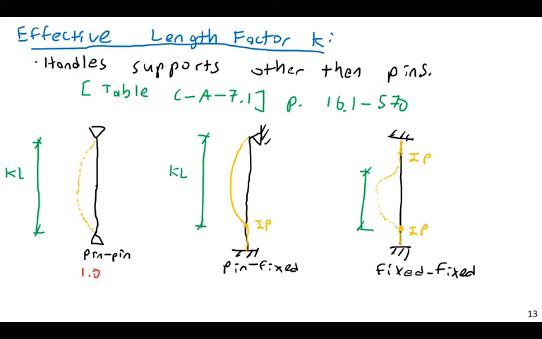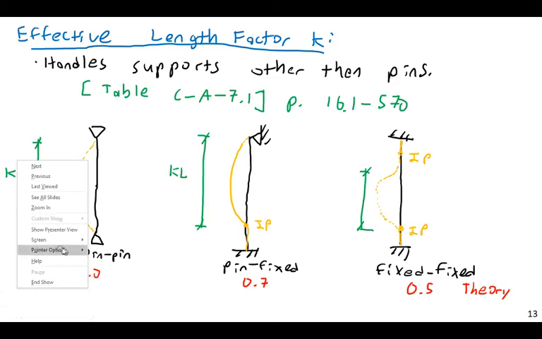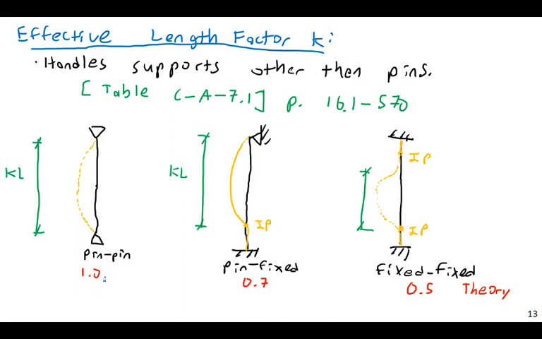First, in red, I'm going to write the theoretical values, the values derived from just mechanics of materials and beam theory, et cetera. 0.5. These are the theoretical values. But the AISC is going to be a little bit more conservative than that, so they're going to give you certain code values that they want you to use instead. Here, 1.0 is fine, but here they only want you to use 0.8 and 0.65.